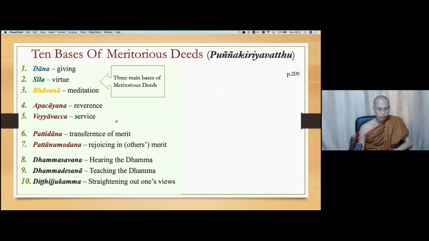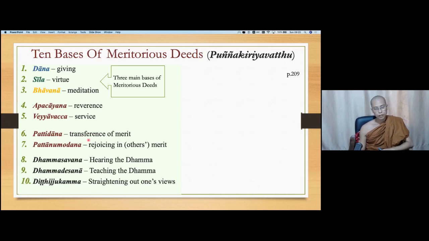And the fifth one, number 5, is veyyavacca, service. Giving service, like religious service. So you give your service to the monastery or meditation center, that is called veyyavacca. And also you give social service or community service. These are also included under the name of veyyavacca, which is called meritorious deeds. So when you give your service for the welfare of the community or the welfare of others, it is a meritorious deed. It is wholesome.